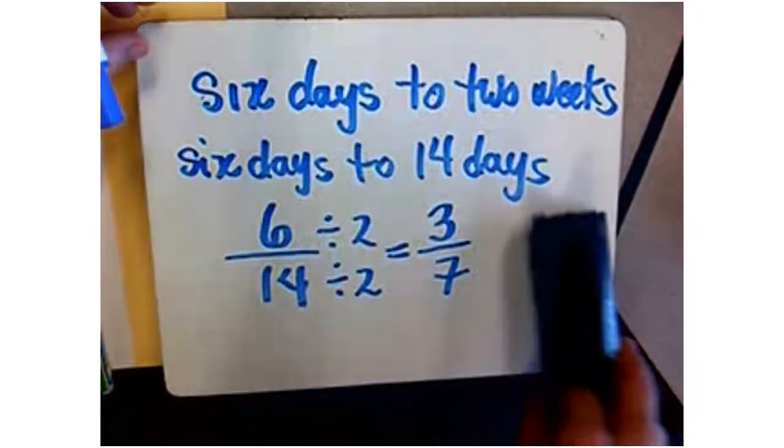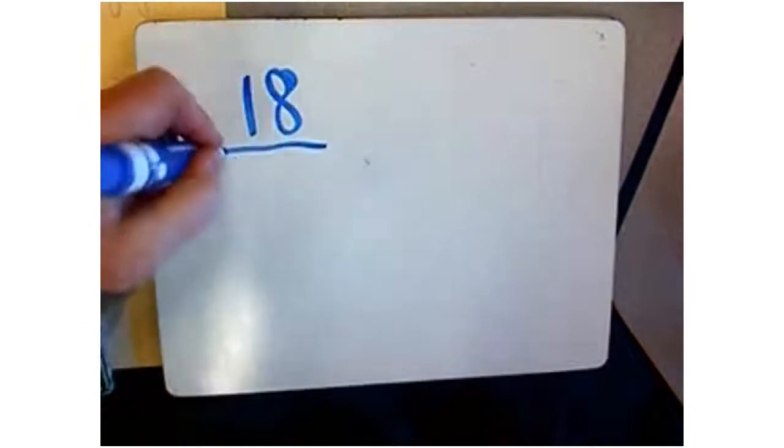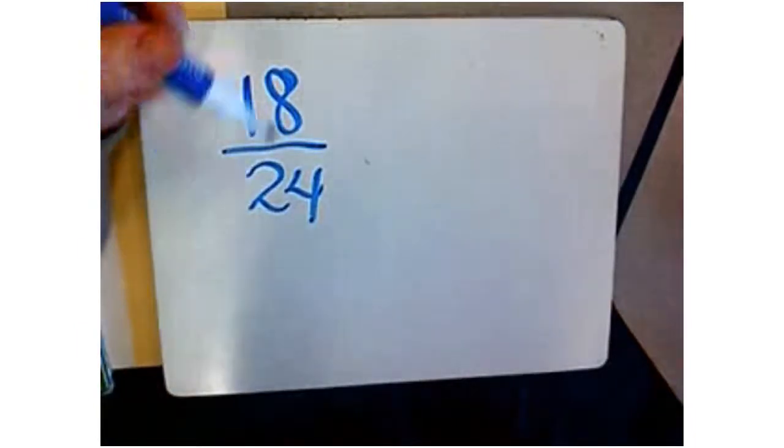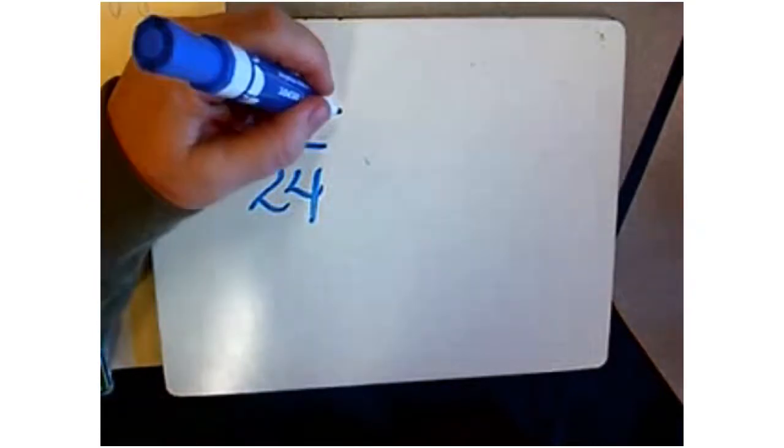Okay. In the Your Turn, they have you try 18 to 24. So 18 over 24. What could we divide both 18 and 24 by? Some students start right off with 2. That's fine. Let's do 2.